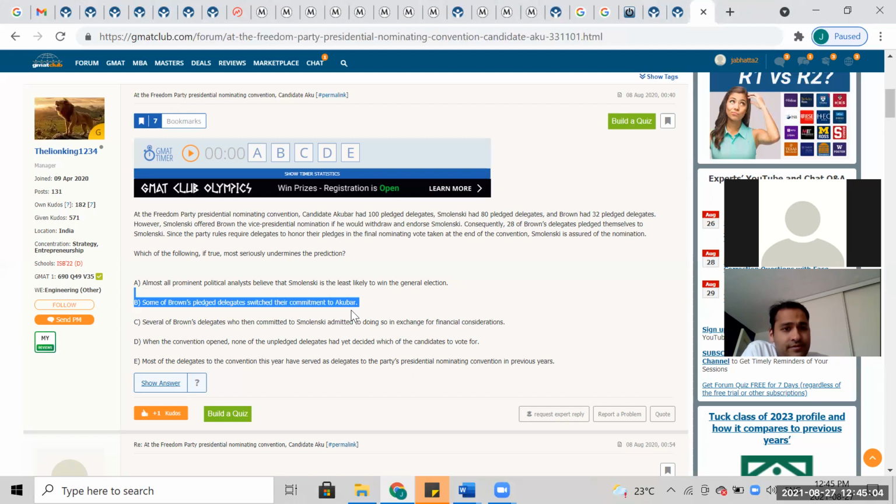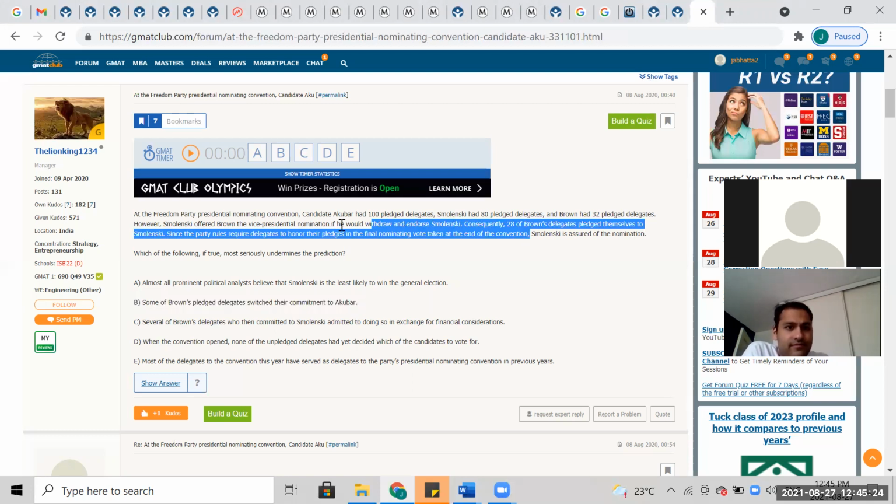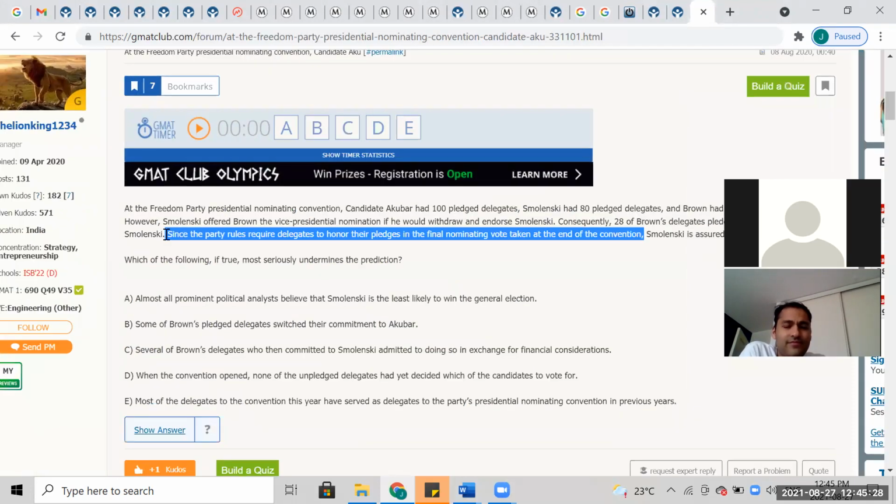Because, yes, they're pledged. That is what I was saying, that it is said that party rules require delegates to honor their pledges in the final nominating vote taken at the end of the convention. So if these 28 people change that, then that is in contempt of what has been mentioned, and that is what I was saying. This kind of dilemma, I don't think will come in the official questions.